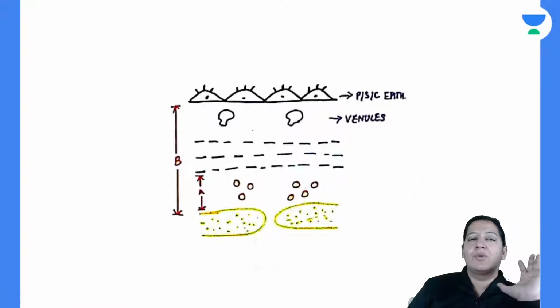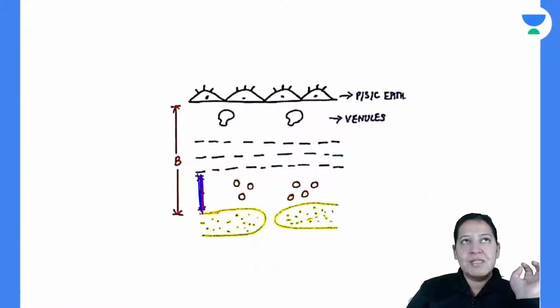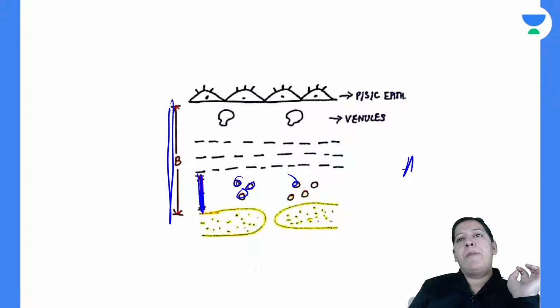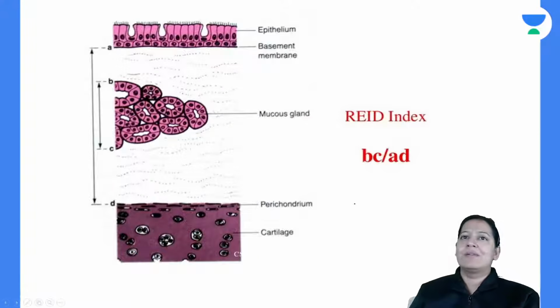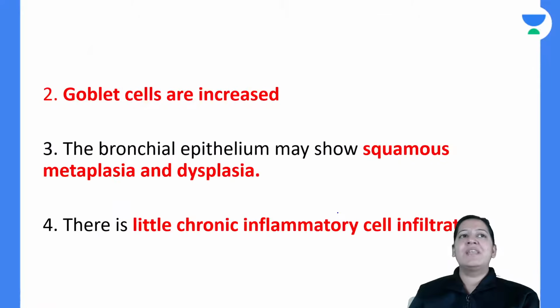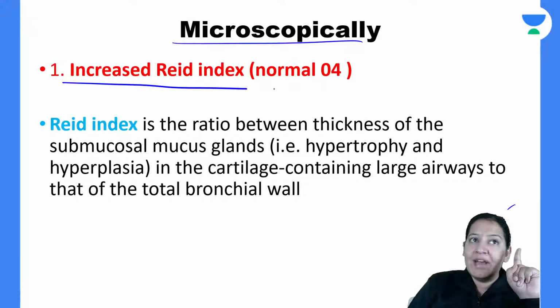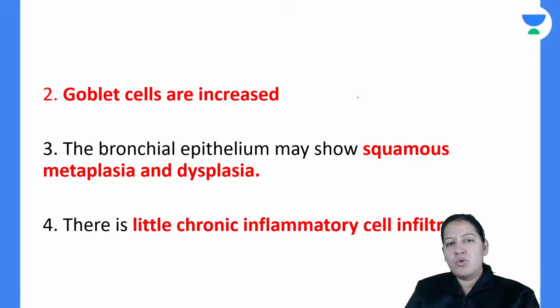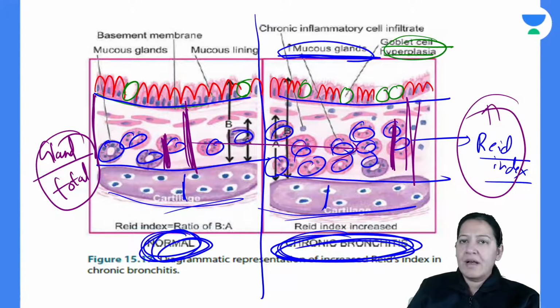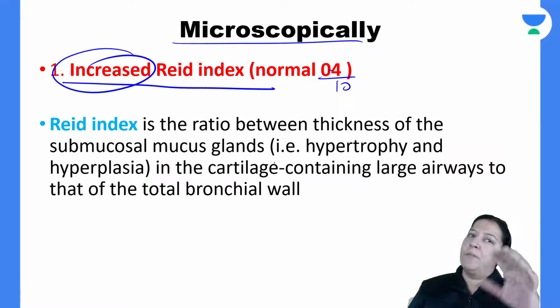You can see here also. This is the thickness of the glands, and this is the total thickness. So A upon B is the Reid index. Have you got it? So Reid index increases. Please write down what the changes are. Number one, Reid index is increased, not decreased. Normal Reid index is 4 upon 10, 0.4. So total thickness is 10, out of which glands are 4, and it is more than 0.4 now.